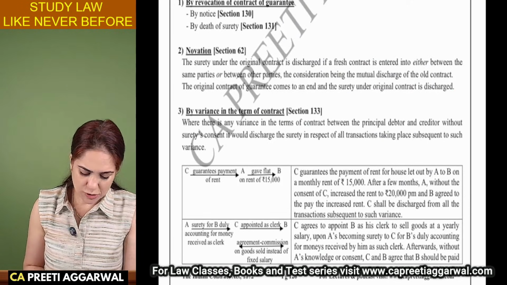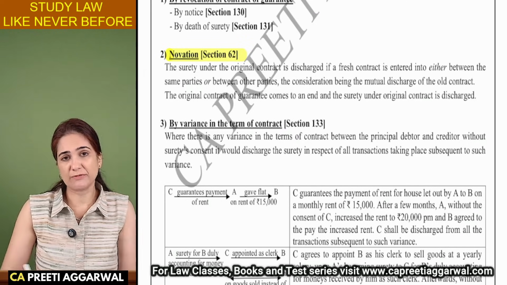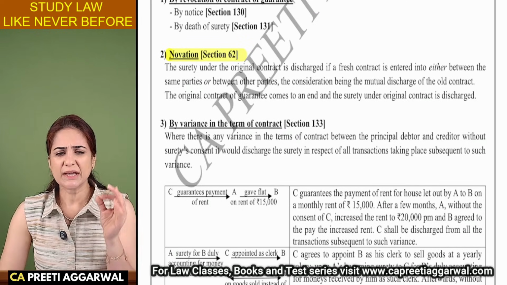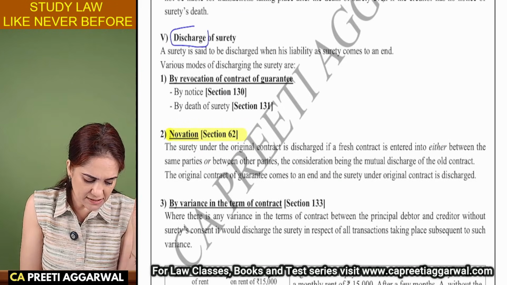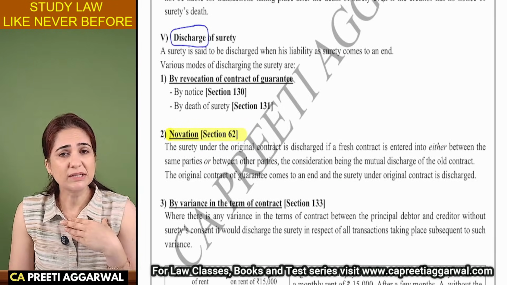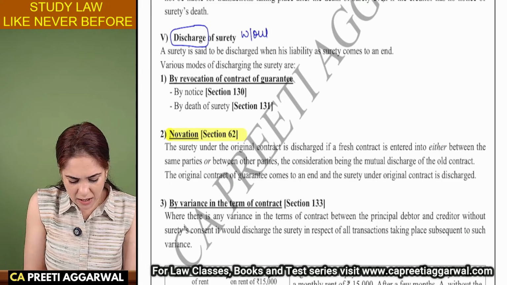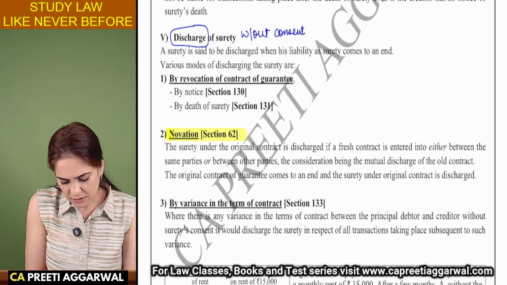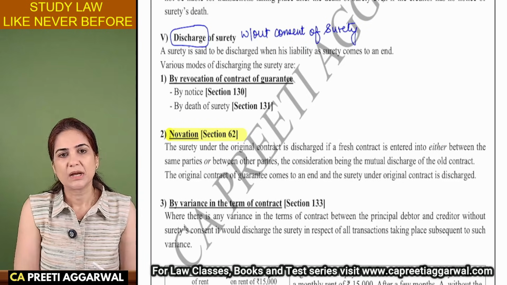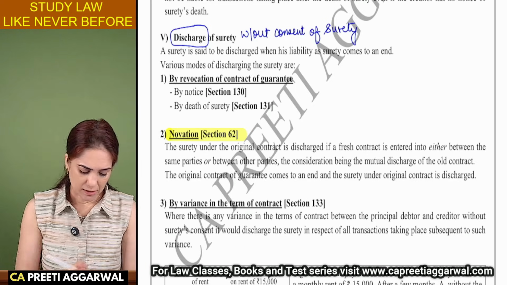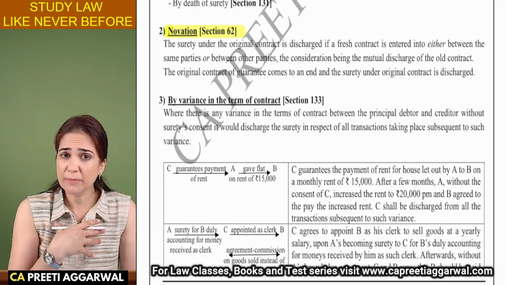There are various other modes of discharge. You have discharge by novation. You are entering into a new contract without the consent of the surety. See, in case of discharge, the surety is discharged because all these things are happening without his consent. That is why he is discharged. Novation, you are entering into new contract in place of the original without my consent.